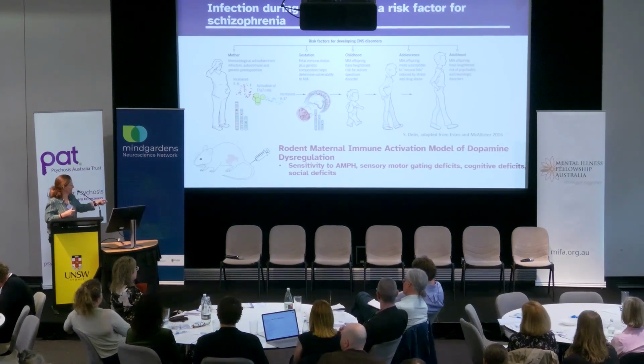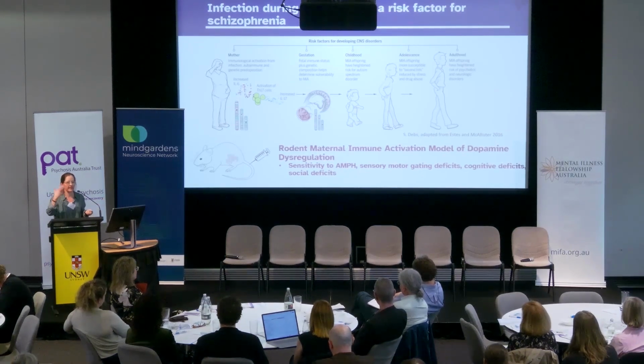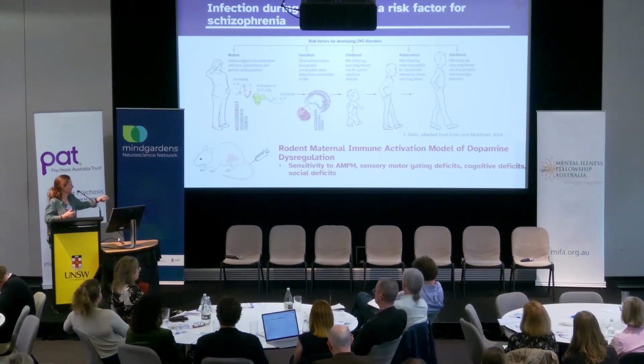Particularly for this talk, the offspring show sensitivity to amphetamine because they have more dopamine in their brains, which is similar to how people with psychosis are sensitive to amphetamine. And there are other things we can measure in these animals as well.